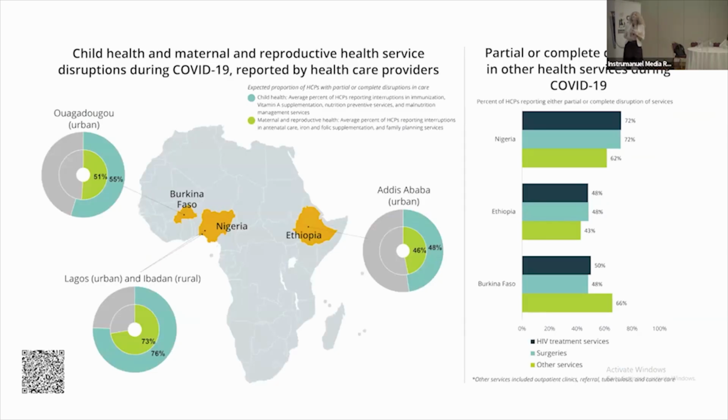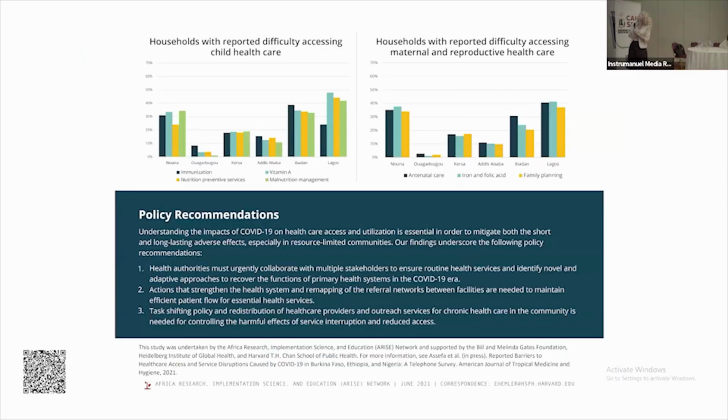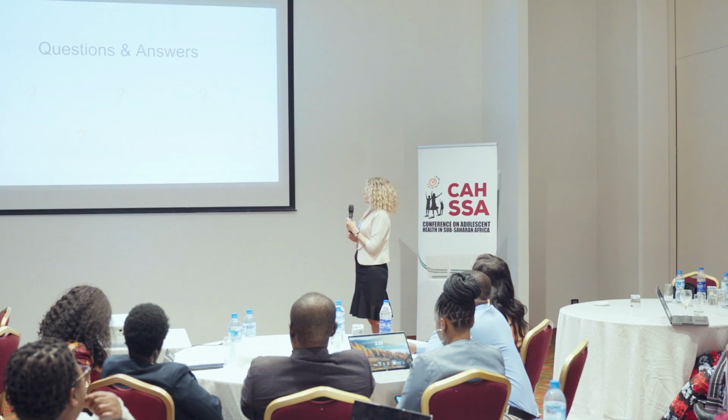So on the next slide, you could also see, I mean, yeah, households with reported difficulty accessing maternal and reproductive health care. So just to see the different countries, the different problems. And yeah, as I said, unfortunately, not everything is visible. But here, the yellow one was family planning, the other one, etc. So I rushed through it because we are a bit behind, but I think we caught up on time.